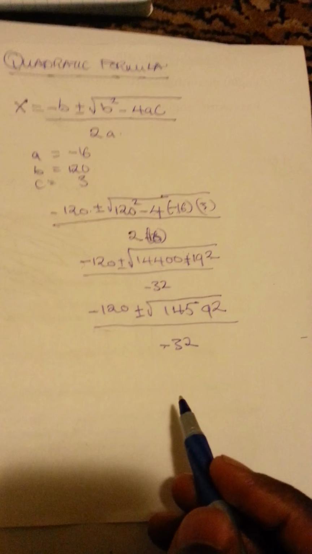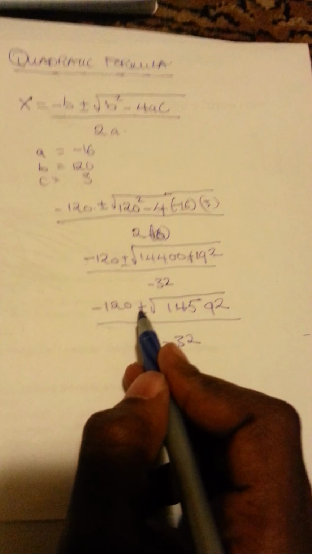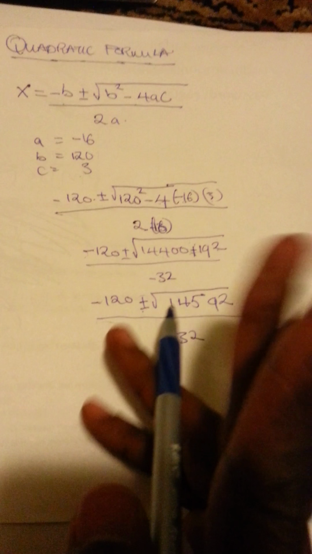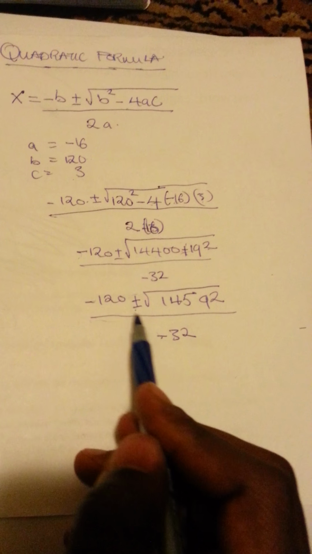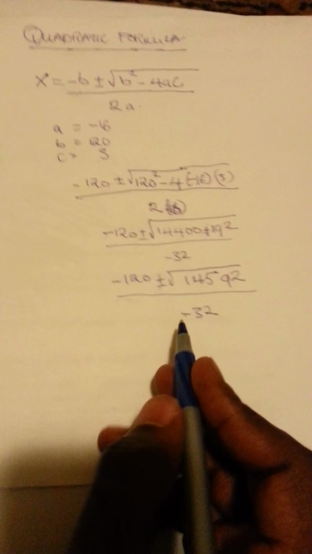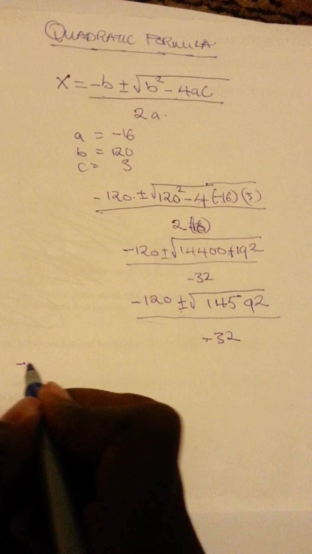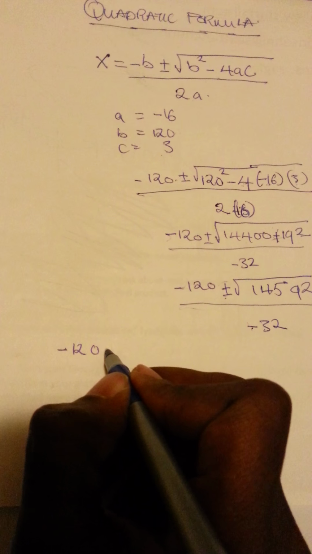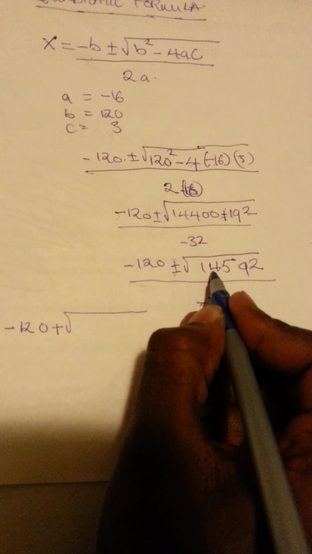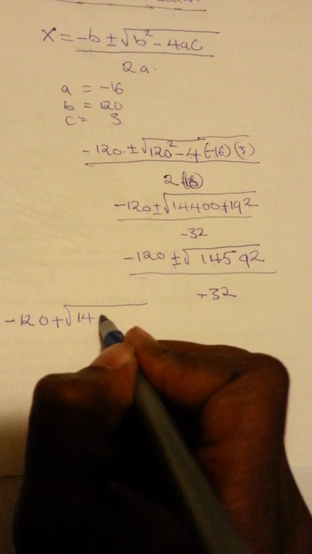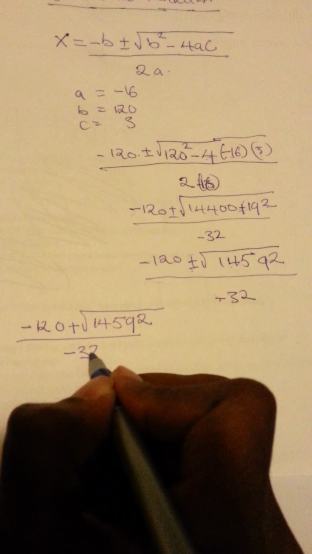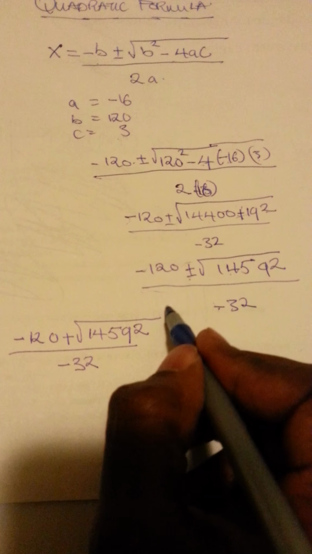So now in this problem, this sign right here, plus or minus, has a significant meaning. This means we're going to have two answers for this problem. So I'm going to lay it out like this. The first one is negative 120 plus the square root of 14,592, divided by negative 32. This is our first one.